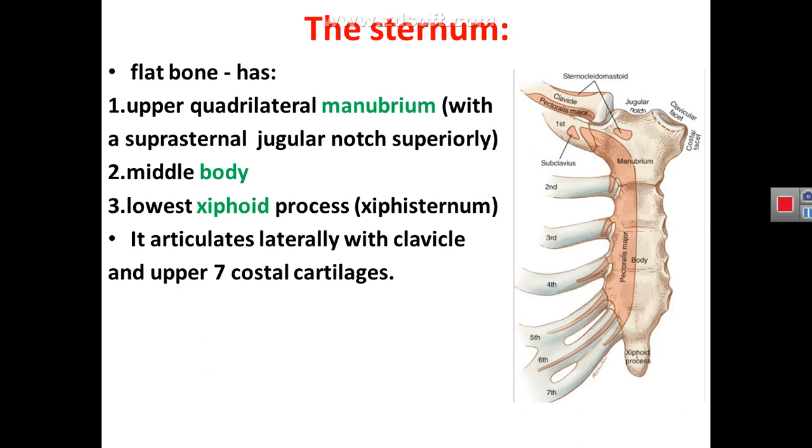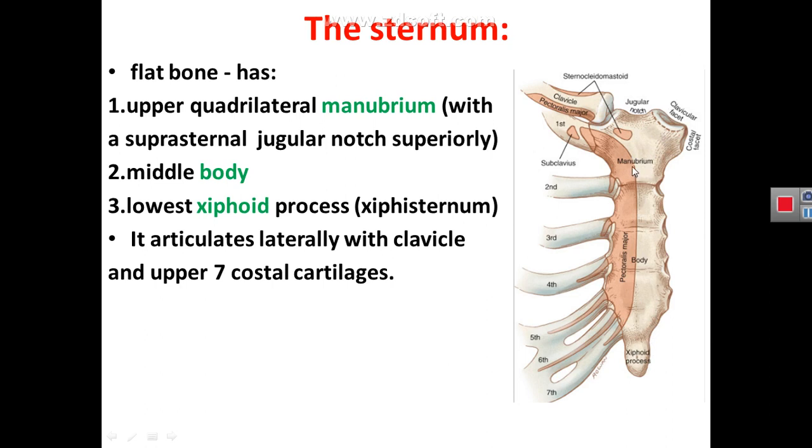So all of these features are features of the osteology of the ribs as parts of the thoracic cage. Now I will describe the osteology of the sternum that forms the anterior part of the thoracic cage. As you can see, the sternum is formed of the manubrium, then the body, then the xiphoid process. So the sternum is formed of three parts.